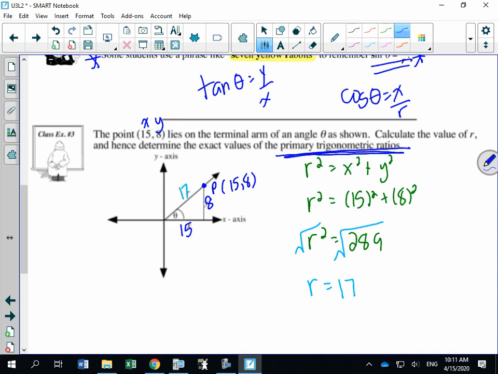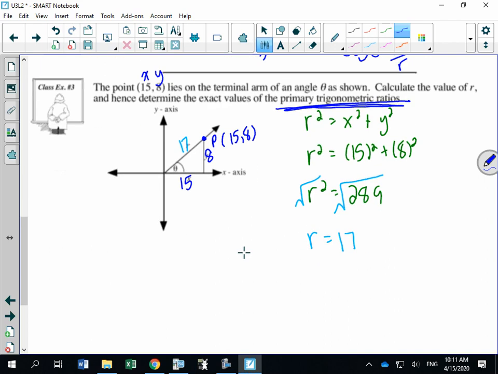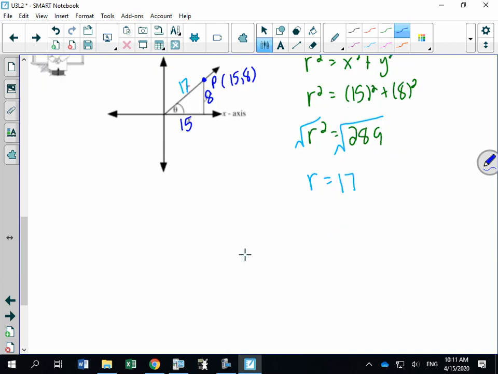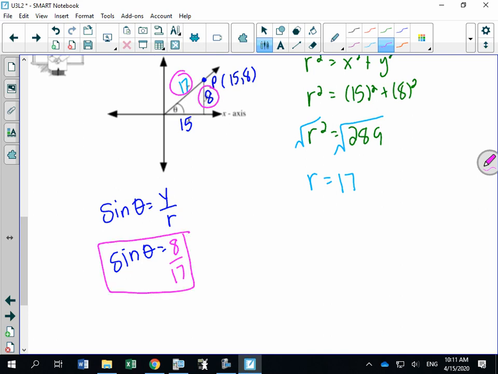So the primary trig ratios are sine, cosine, and tangent. So how would we do this? The sine of theta is equal to SOH, "7 yellow rabbits". So the sine of theta, sine is y over r, which would be 8 over 15. No, 8 over 17, y over r. 8 over 17. That is your ratio for the sine of theta.